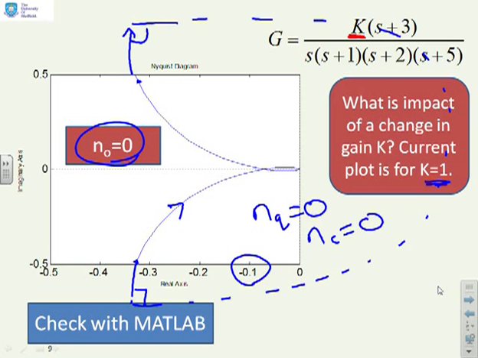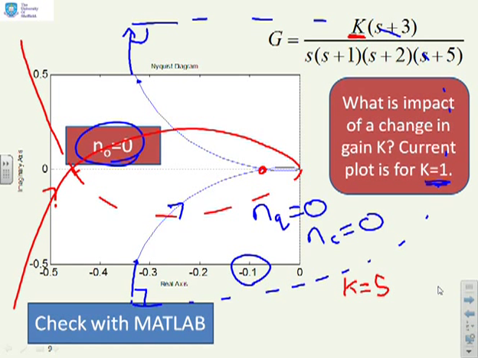So let's try something like, I'll use red, let's try k equals 5. Well, that means I'm essentially going to multiply this point by 5, which takes it to about here, so you're going to get a sketch that does something like this. But again, you'll be fairly clear that you're still going to get NQ equals 0.